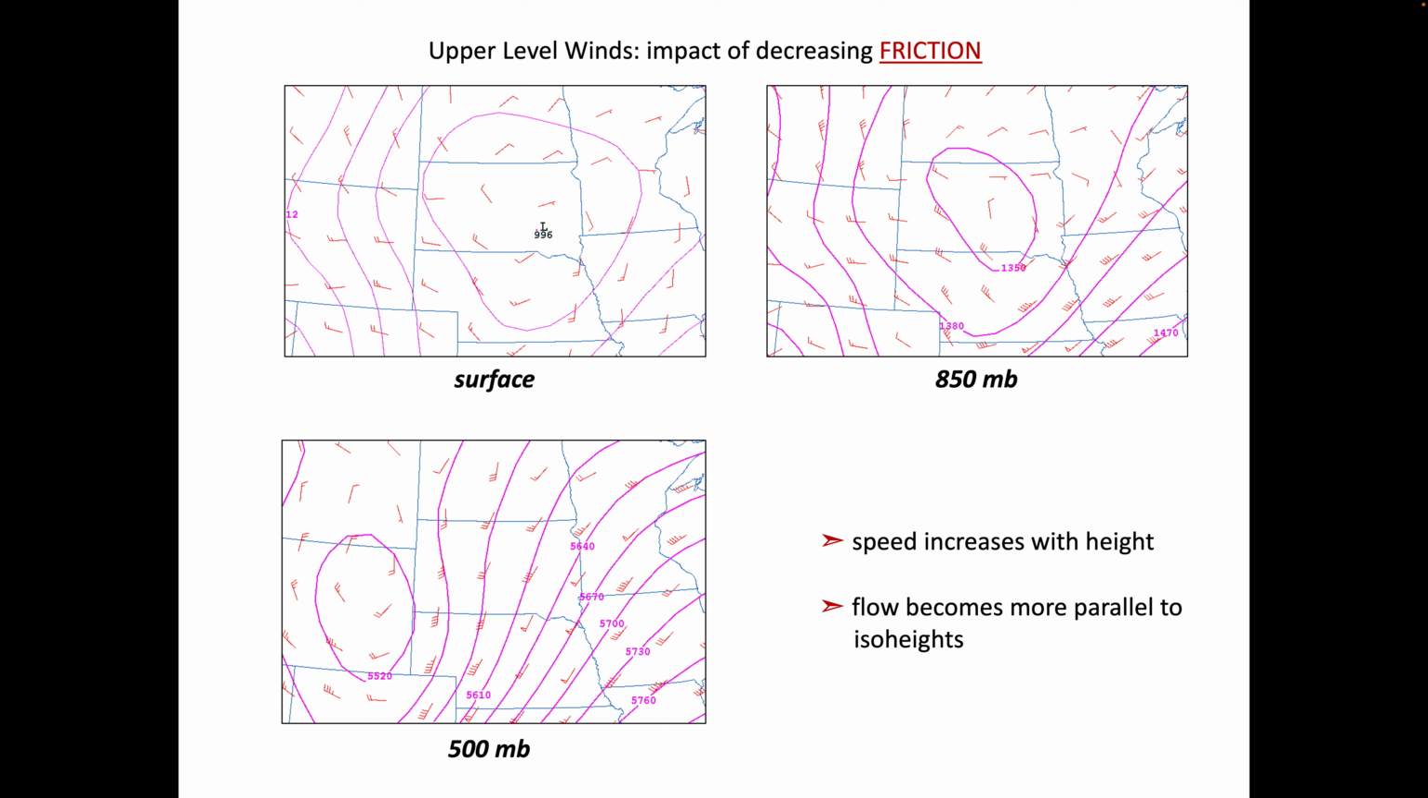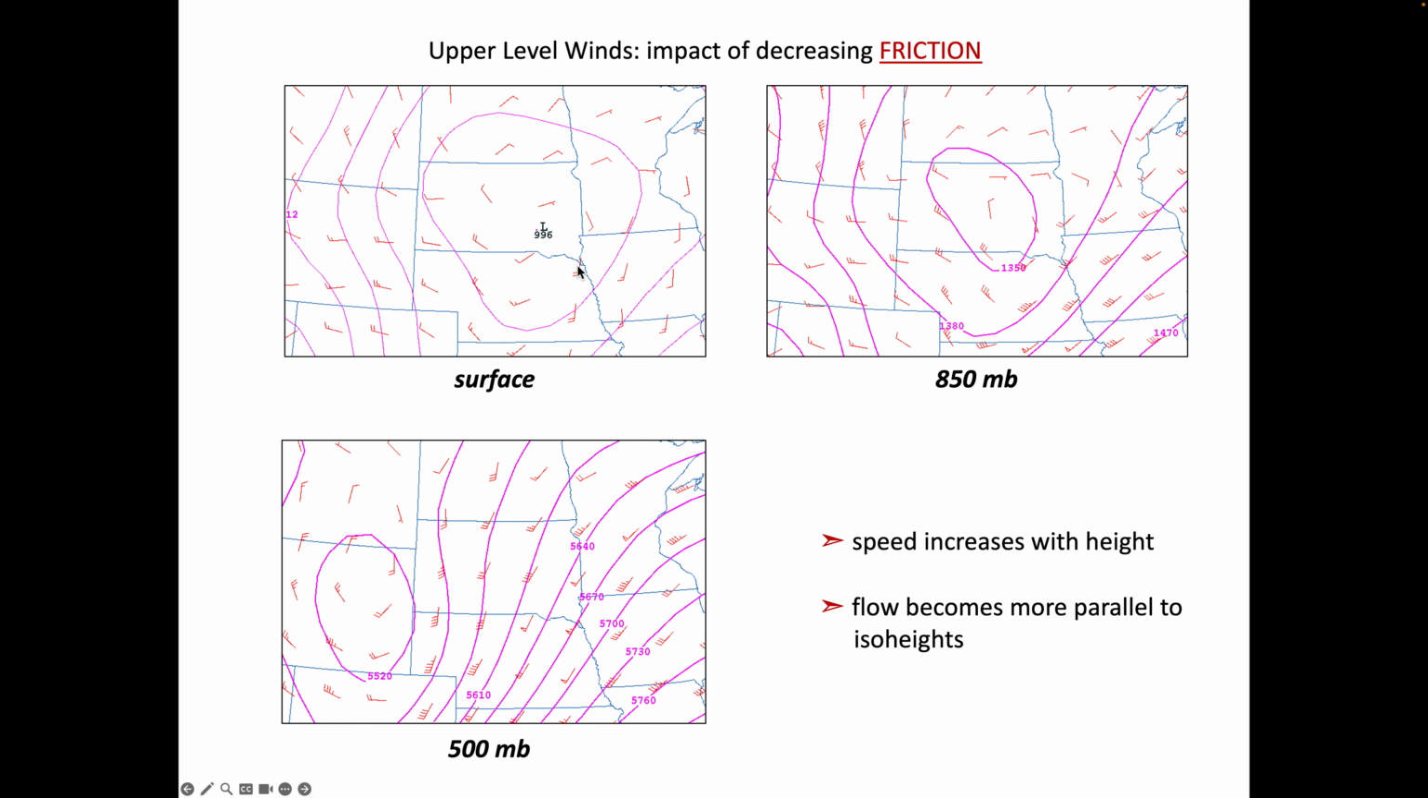And here's what the same pattern looks like at 500 millibars. So now you can see our wind speeds really begin to pick up. You can see a little bit of crossing at angles still for our slowest winds, but as soon as the wind speeds really begin to pick up, you see this paralleling of these stronger winds with the isoheights.